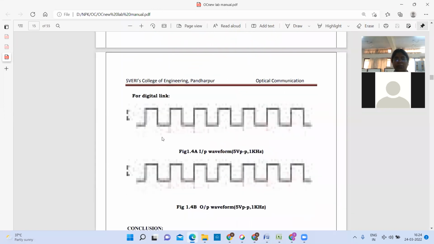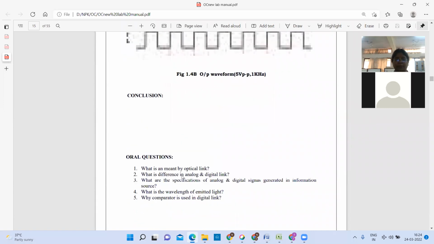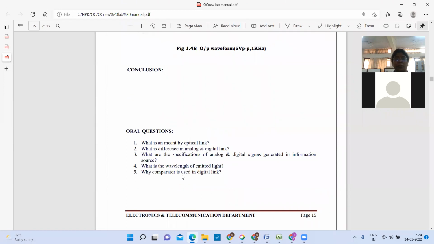For digital link also, input digital signal and output digital signal, that is given. Conclusion you have to write on your own. Don't write the conclusions in the traditional way. Thus we have studied how to establish analog and digital link.